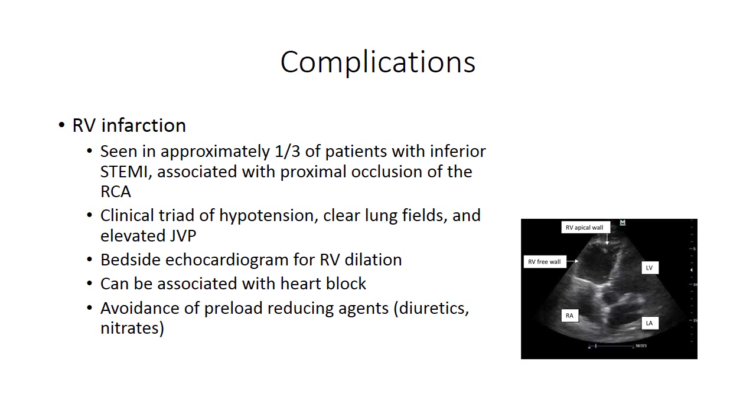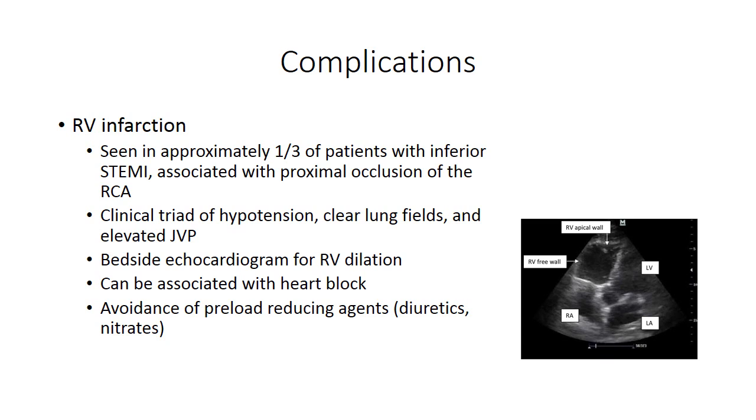RV infarction is seen in approximately 1/3 of patients with inferior STEMI. There are sometimes characteristic patterns on ECG, such as ST elevation in the inferior leads, along with in V1, that are more suggestive of RV involvement. The clinical triad of hypotension, clear lungs, and elevated jugular venous distension may suggest this. In everyone with an inferior STEMI, a quick bedside echocardiogram should be used to evaluate the RV function and to rule out RV involvement. A right-sided ECG can be helpful prior to heart catheterization.